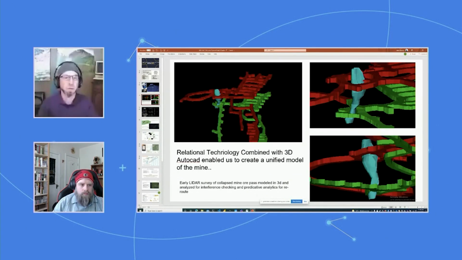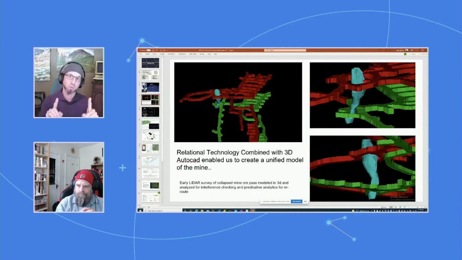In this particular example, you're seeing the red and green areas are drifts. The red area would be an upper drift, the green area would be a lower drift. These are the areas where you would actually walk around in the mine underground. That cyan area was actually a collapse, an ore pass that started collapsing, and it was jeopardizing the workings around the mine. Safety is a huge thing with this, with hundreds of millions of dollars in potential impacts to the mining operation.